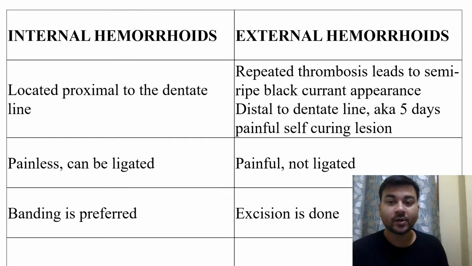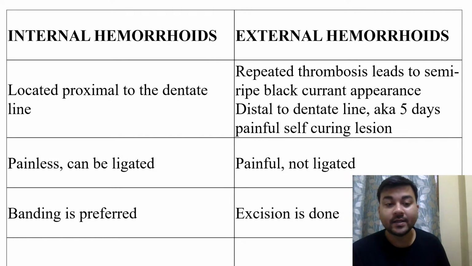Now, if external hemorrhoid occurs continuously again and again, then due to repeated thrombosis there will be development of a semi-ripe black currant appearance of these hemorrhoids. They are painful, and they are usually not ligated. They are mostly excised, whereas internal hemorrhoid can be ligated, can be banded.